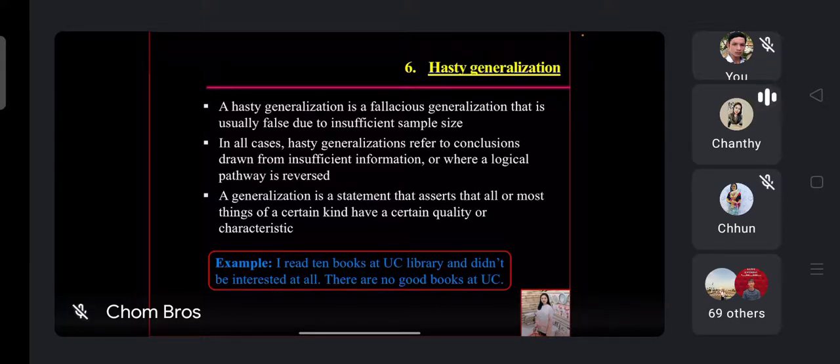Here is an example to understand. Say I read a textbook at the UC library and wasn't interested at all. There are no good books at UC. Please move to the next slide.